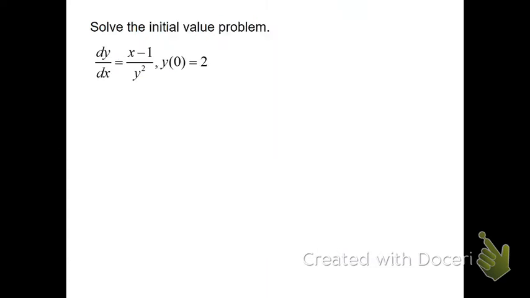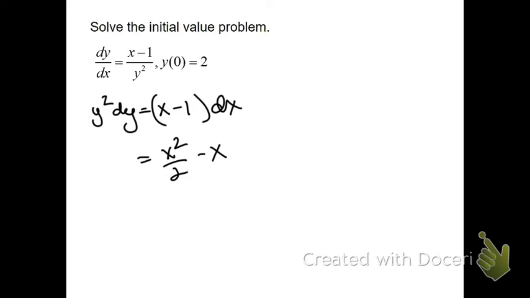You can probably do this one on your own. If you want to give it a shot on your own, then hit pause. Okay, separating the variables, multiply by dx and multiply by y squared. So I have y squared dy is equal to x minus 1 dx. Okay, on the right side, just integrate term by term. That's x squared over 2 minus x plus c.